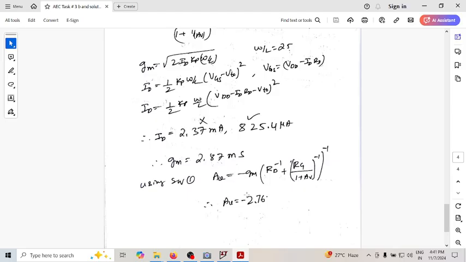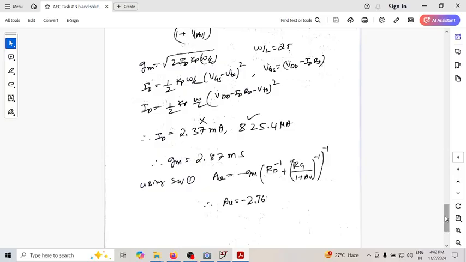There is a small mistake here. This value is not 2.76, it will be 2.87. That is one small mistake that has happened. So this is actually Rg2, which is nothing but Rg by 1 plus 1 over AV. So this happens to be 2.87, that you can consider.